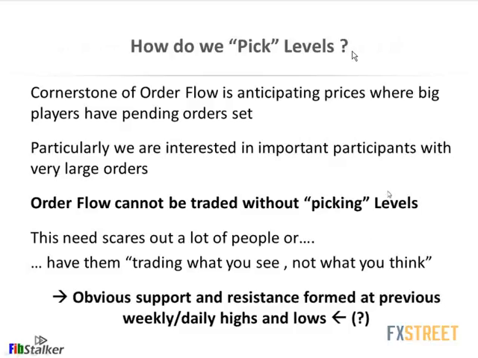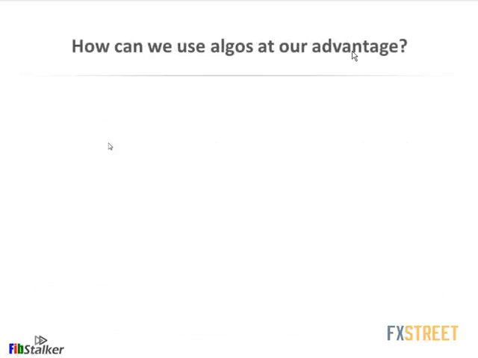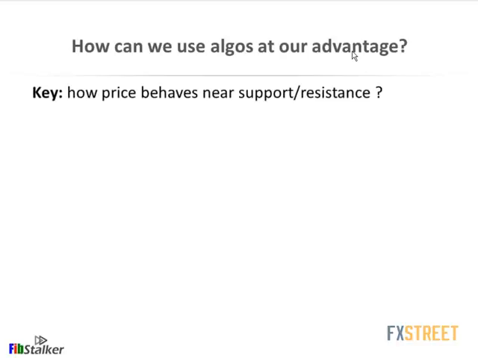Now, I don't choose to pick levels at previous highs and lows. I believe that's a simplistic representation of where algorithms are located, because I look at effects on price due to algorithms. I don't look at this information. So how can we then use algorithms to our advantage to pick the levels? And that's where we get into how I look at the market.